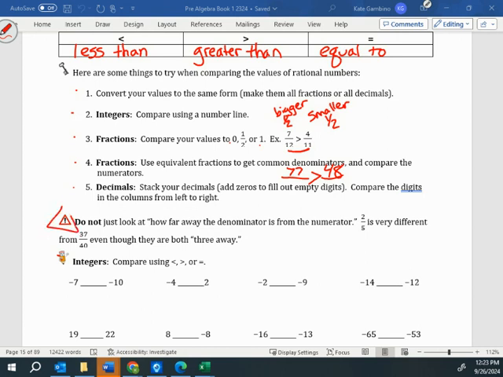All right, now, big warning sign. Do not just look at how far away from the denominator is the numerator. 2/5 is very different from 37/40, even though they are both only 3 away. 2/5 is less than a half, whereas 37/40 is almost 1 whole. They're both 3 away, that numerator is 3 away from the denominator, but when you have very different denominators, you can't just look at that. You have to go back to compare 0, half, 1, or do the common denominator. Make sense? Okay, so let's look at our work for today.